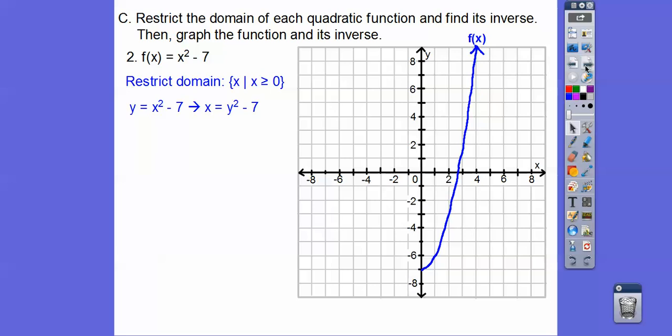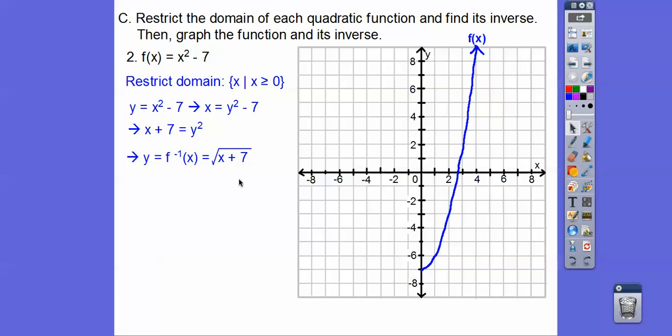All right, so now we're going to go ahead and get the inverse. So here's y equals x squared minus 7. So we swap the x's and the y's. x equals y squared minus 7, and we solve for this new y. So now I'm going to go plus 7 right there and get the new y's, and then square root both sides. So here's f inverse of x equals the square root of this side right there.